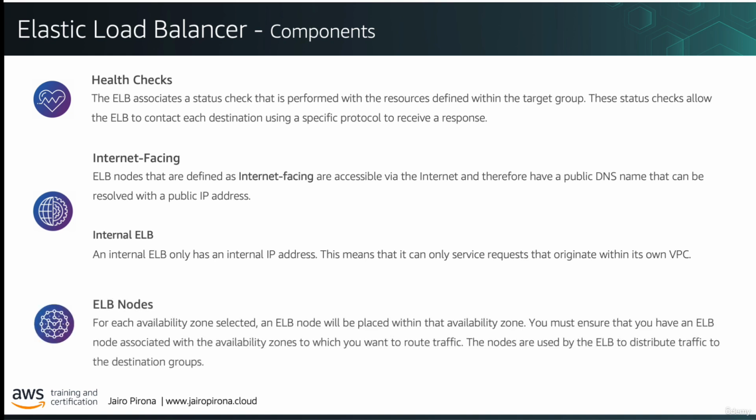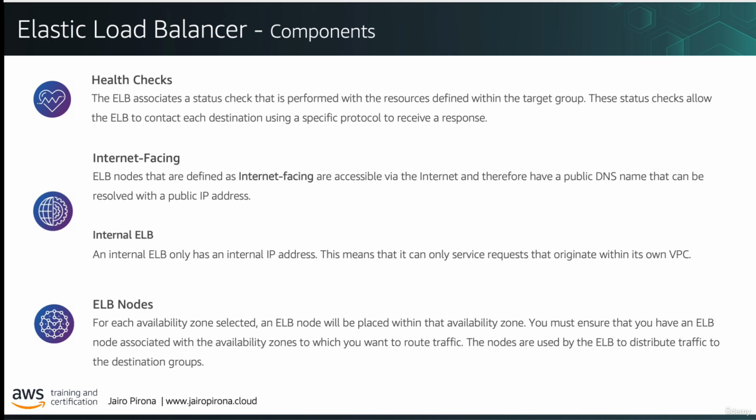We also have the ELB nodes. During the process of creating your ELBs, you must define in which availability zone you want your ELB to operate. For each availability zone selected, an ELB node will be placed within that availability zone. As a result, you must ensure that you have an ELB node associated with the availability zones to which you want to route traffic. Without the availability zone associated, the ELB will not be able to route traffic to any destinations within that availability zone, even if they are defined within the destination group. This is because the ELB uses the nodes to distribute traffic to the destination groups.